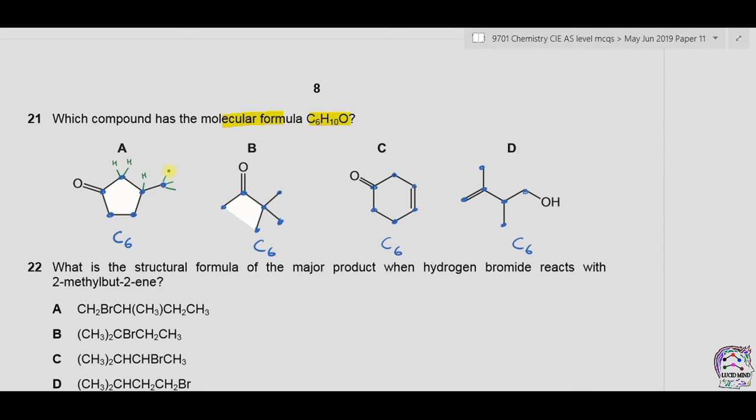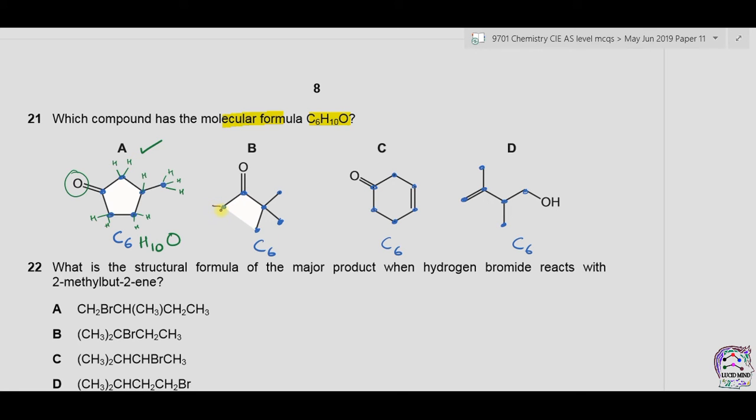Similarly, 3 hydrogen atoms are present with this one, 2 with this one, and 2 with this one. So in total we have 10 hydrogen atoms, and also 1 oxygen is present. So the formula is C6H10O. So A could be the correct option.